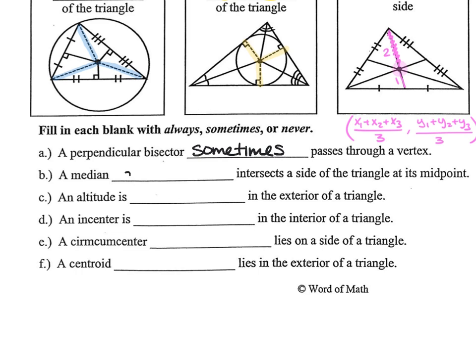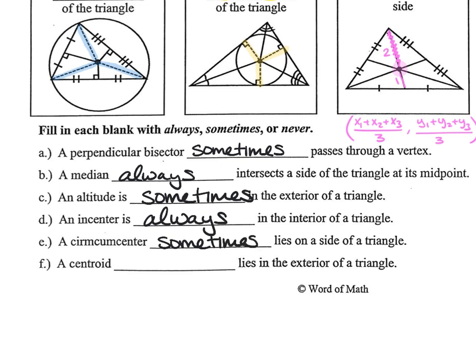A median always intersects the side of a triangle at its midpoint, because that's its definition. An altitude is sometimes in the exterior of the triangle. An in-center is always on the inside, so in-center, inside. A circumcenter sometimes lies on the side of a triangle.